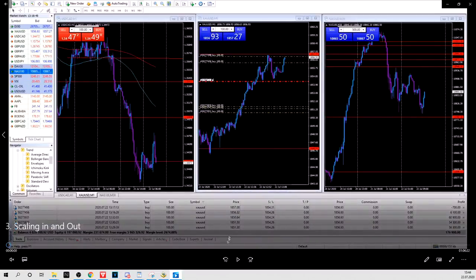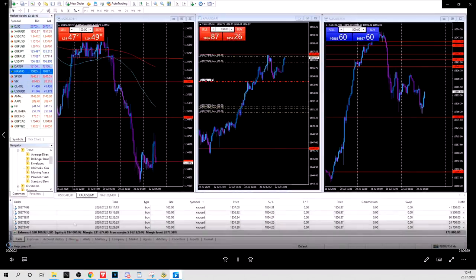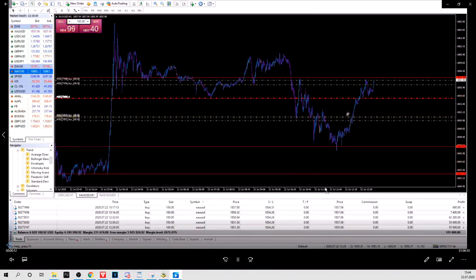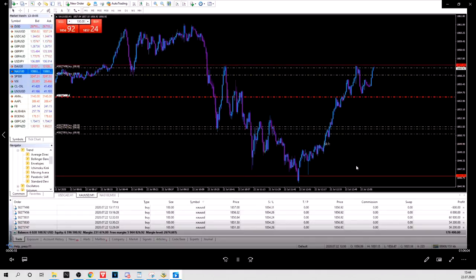Let me show you what I did. As you can see, I already had a few positions running. I was already scaling in. Like I told you, I saw this structure break, and then I was getting in around this area, a little bit later than I told you. It was not at this breakout.